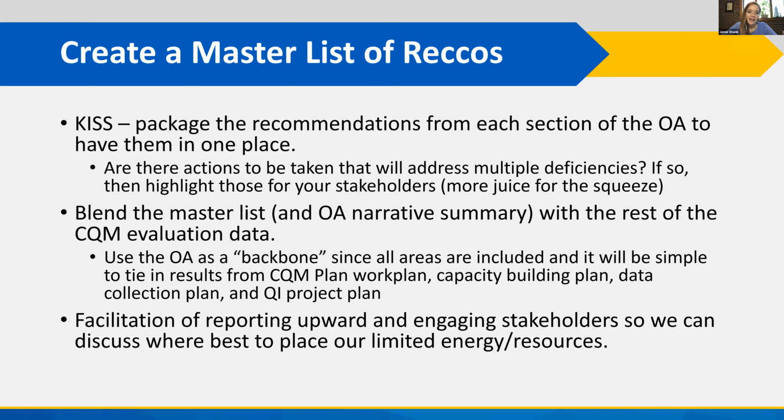So creating a master list of those recommendations, right? We want to keep it simple and package the recommendations. Again, we showed a slide earlier about the different domains and how collectively they can move that score in a positive way. Or we talked about grouping things, right? So are there different actions that can be taken that would address multiple deficiencies?